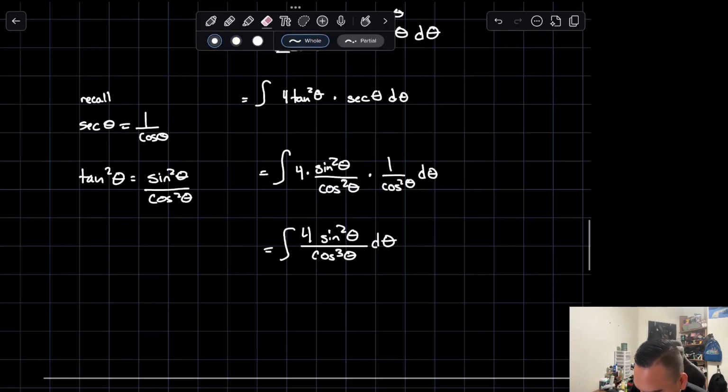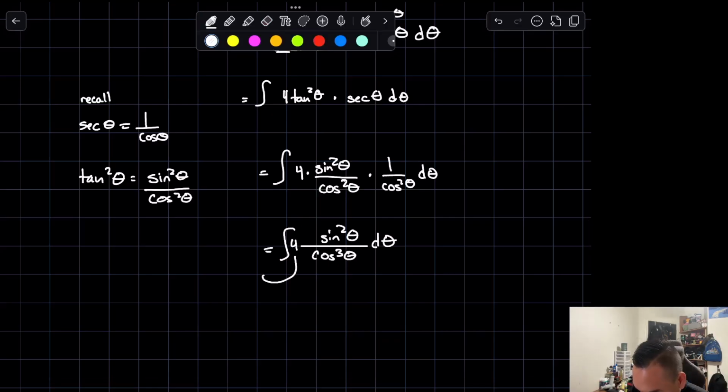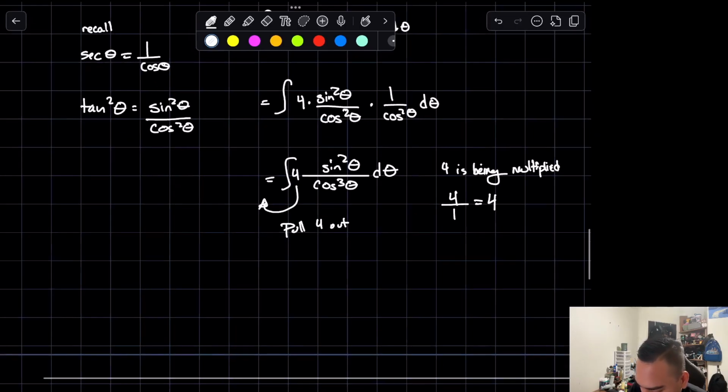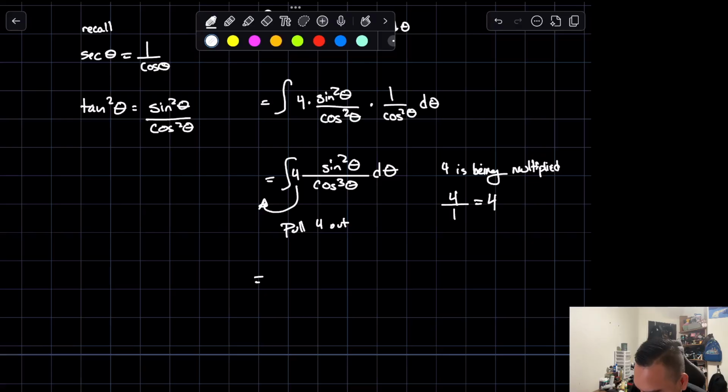We can pull the 4 out, because the 4 is being multiplied. Because remember, 4 over 1 is the same thing as 4. Okay? So it's equal to the integral of 4 times sine squared theta over cosine cubed theta d theta. Okay?